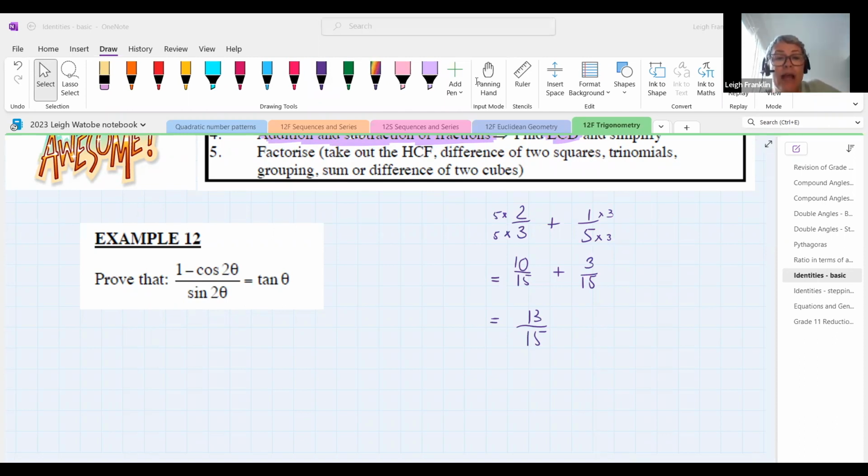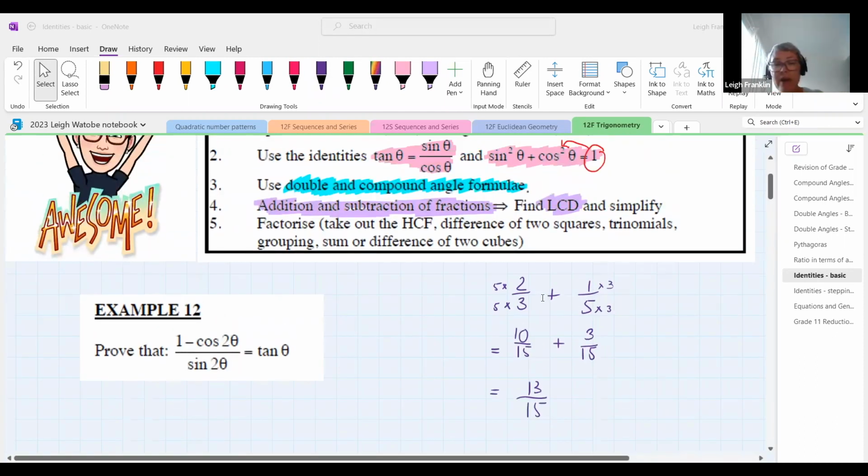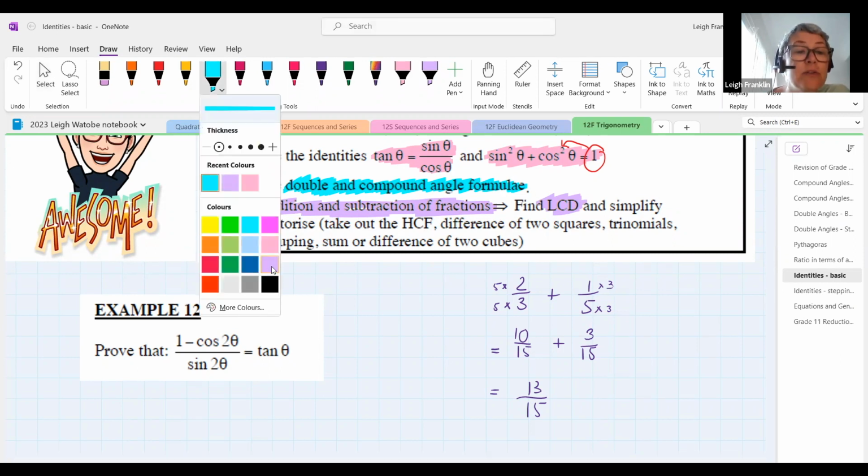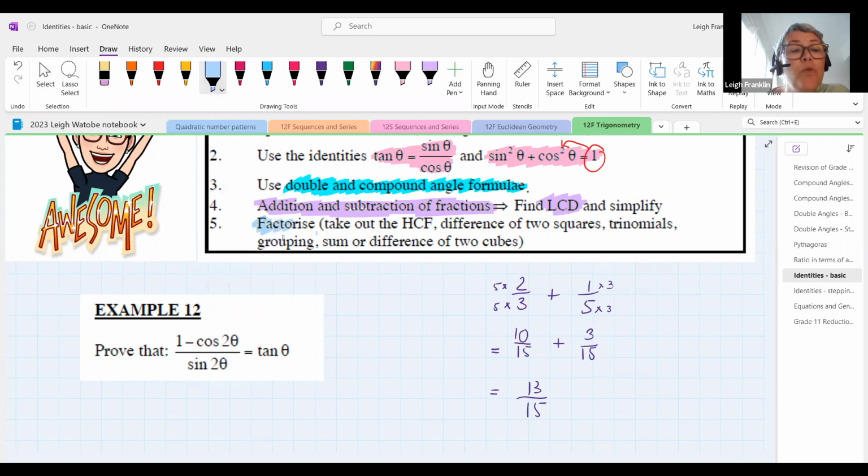And then the other really, really important thing for us, I know this is a lot to digest at the beginning of the lesson, but we can't really do this without going through these things, is being able to factorize. So let's pick a different color here and we'll highlight the word factorize.